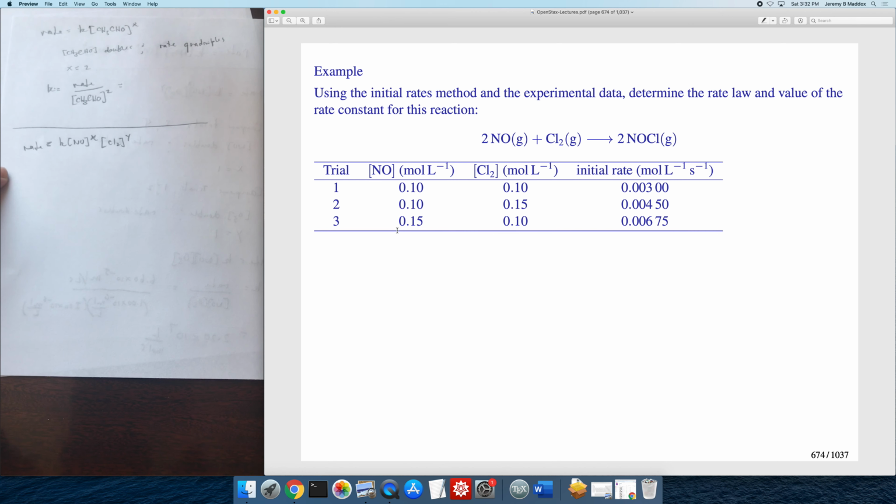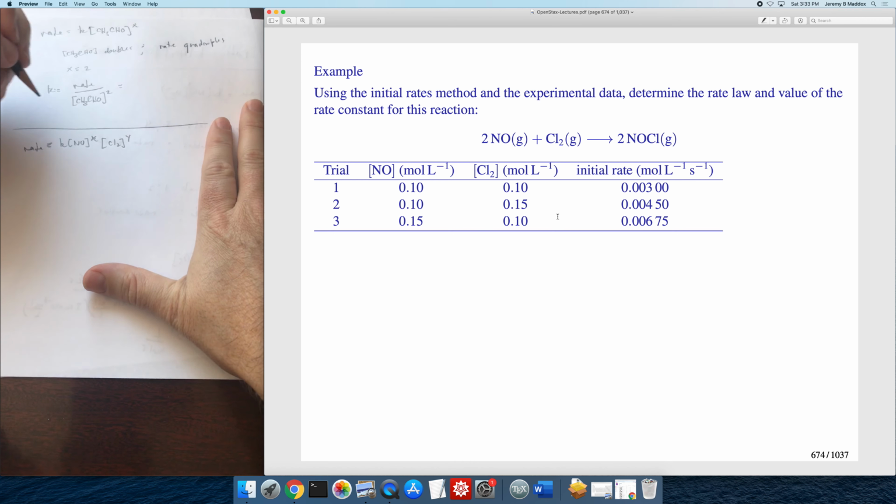And so I'm looking through the trials and I see, okay, if I look at trials 1 and 3, we're increasing the concentration of the nitrogen monoxide, but it's not a nice doubling. And therefore, I really can't figure out what to make of the change in the rate. And so I'm going to have to use a more algorithmic approach to that.